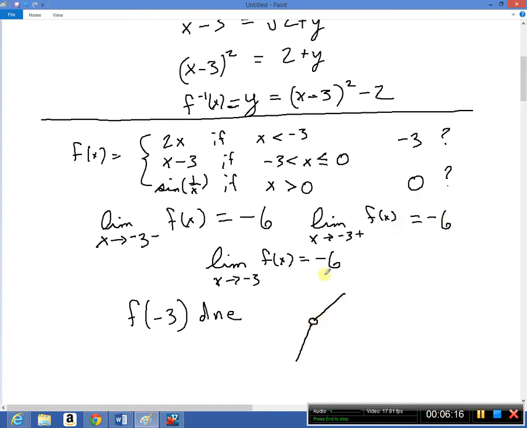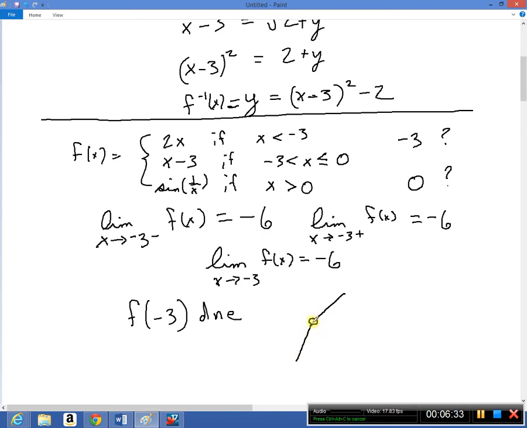That negative 6, which would be the y value here. The function is getting close to negative 6 from both sides, but it doesn't have a y value at negative 3. So the function is not continuous. It has a hole. By the way, it's a removable discontinuity.